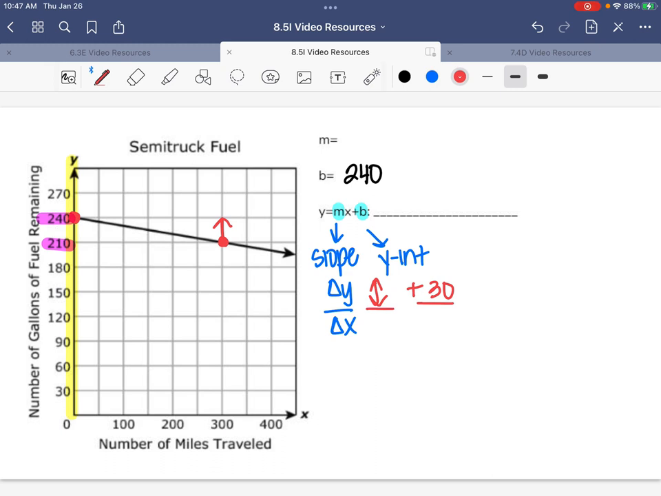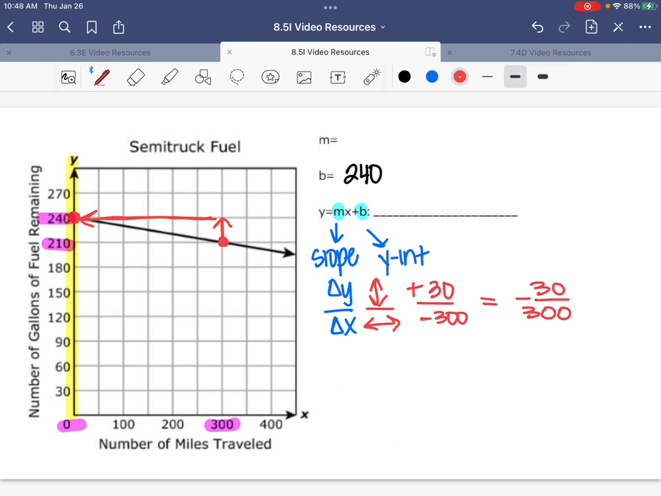And now I want to look at the change in x, which is when we go left or right. So I'm going left, which means I am decreasing. So I'm going to put a negative symbol over here to show that I am decreasing. And I went from 300 all the way to 0. So I decreased by 300, which tells me that my slope is negative 30 over 300.